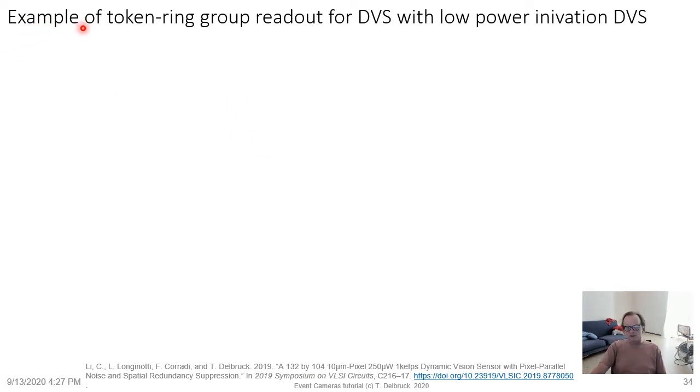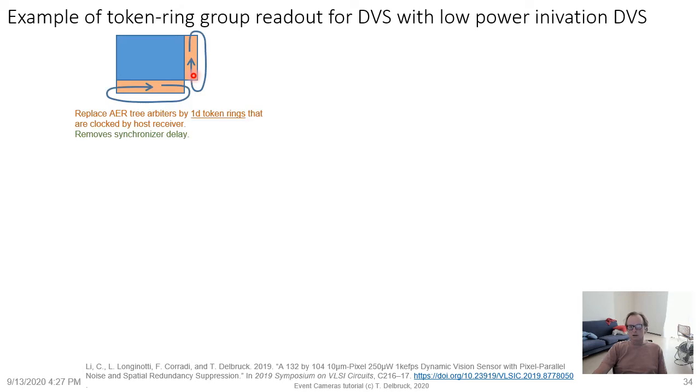So I want to show you one example of a token ring group readout for DVS, with the low power iniVation DVS, as published in this paper: 132 by 104 10 micron pixel 250 microwatt 1 kilo event frame per second DVS with pixel parallel readout and spatial redundancy reduction, published in the 2019 Symposium on VLSI Circuits. You can get it from the link here. But the idea of this was you have the array again, and along the edge you have circuits. Instead of being tree arbiters like they are in at least one of the dimensions of the current sensors, replace these AER tree arbiters by 1D token rings, which are commonly used in asynchronous logic design.